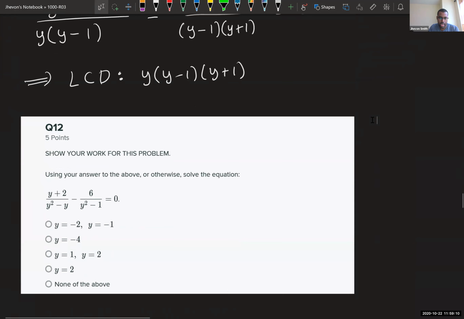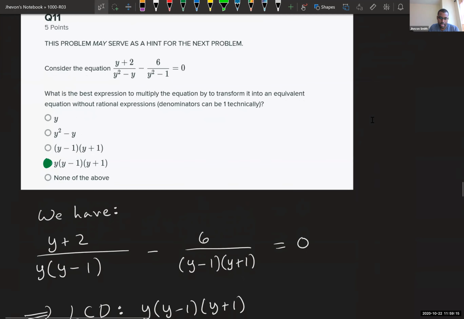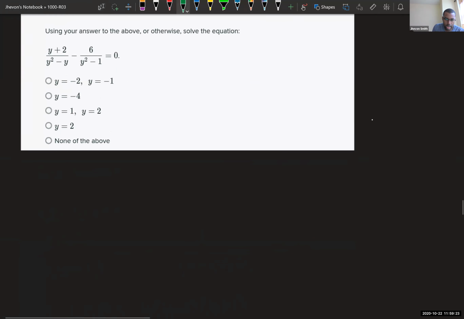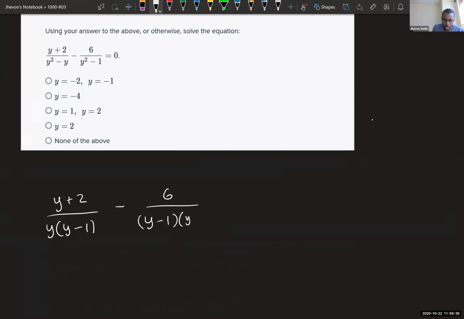Now in the second problem, I actually asked you to solve that same equation. So if you went through the trouble of finding the LCD here, that actually makes it easier to solve the equation for you. We have y plus 2 over y times y minus 1 minus 6 over y minus 1 times y plus 1 equals 0. So this is what was given. Just rewriting it. But now we know that the LCD is this. So what I can do is I can multiply that by y times y minus 1 times y plus 1. And this is the LCD found in the last part.